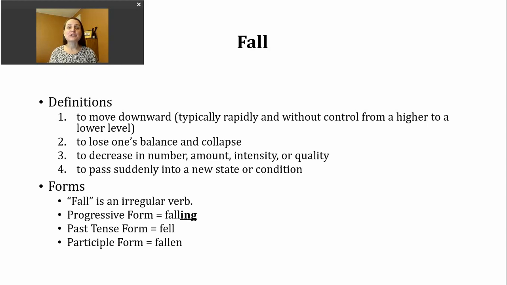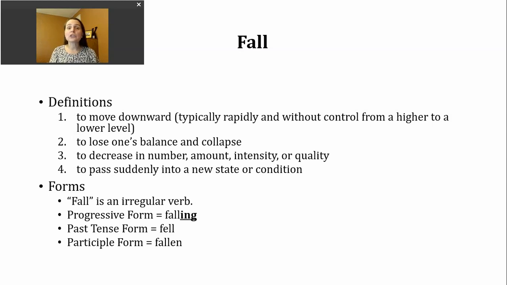The first usage for fall is to mean to move downward, and typically at a rapid speed or without control. You're moving from a higher level to a lower level. A second way we use the verb fall is to mean for a person or thing to lose one's balance and collapse. And again, that idea of moving downward.